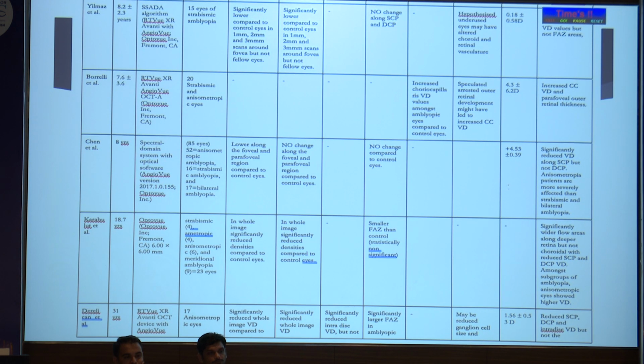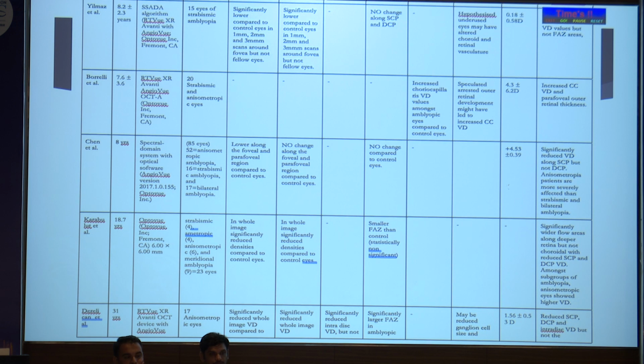I will be focusing on the subset of the research with the maximum number of subjects, that was Chen et al., which included 85 eyes, of which 55 were anisometropic amblyopes, 16 were strabismic, and 17 were bilateral amblyopes. He found that there was significantly decreased vessel density along the superficial capillary plexus. However, the deep capillary plexus was normal. Anisometropic patients were more severely affected than other forms of amblyopia.